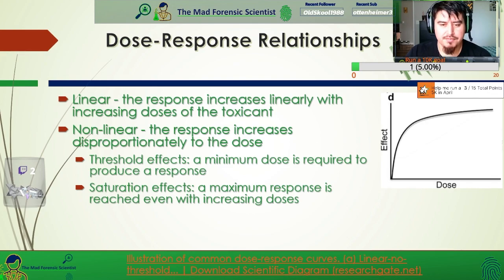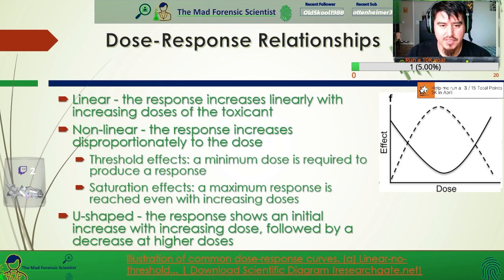As well as saturation, when a maximum response is reached, even with increasing dose. So shown here, once a limit of the dose has been reached, even with increasing the dose, the effect does not increase. And then there's U-shaped response, which shows an initial decrease with increasing dose followed by an increase at higher doses. Or it can have the opposite effect, where at low dose there's a high effect, and then a decrease.